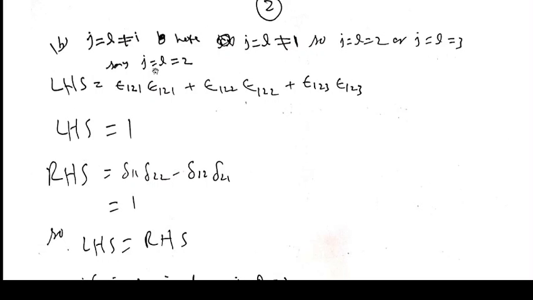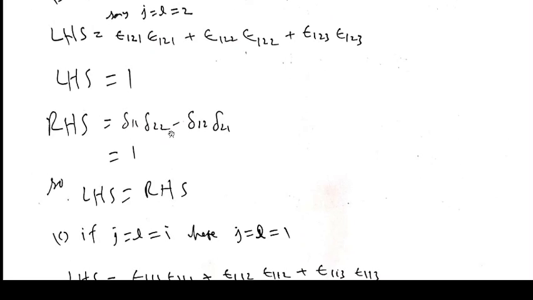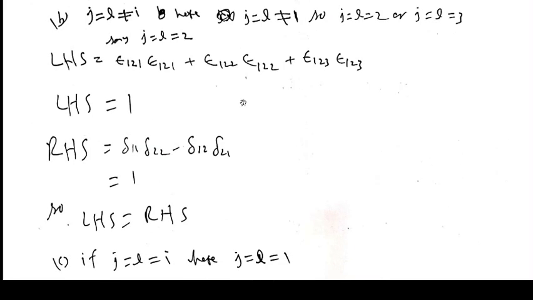So if it is 2 and 2, then this is the left hand side: delta 1 1, delta 1 1, delta 2 2, this would be 0, this would also be 0, this is plus 1 and plus 1, and the left hand side is equal to plus 1. Now for the right hand side: delta 1 1, delta 2 2 minus delta 1 2, delta 1 2, this will be 0. So this is 1, this is 1, so the right hand side is 1. So the left hand side equals the right hand side.